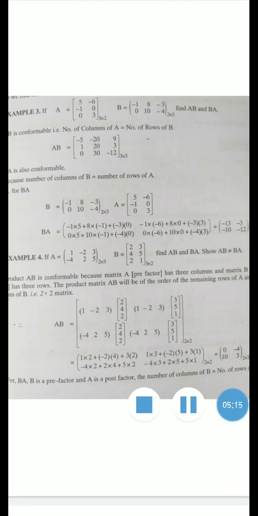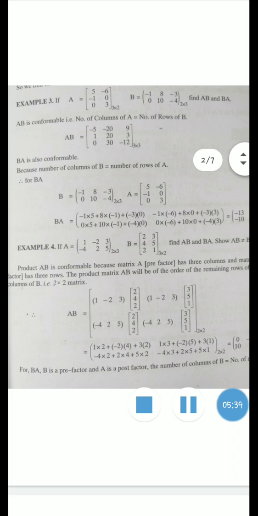So next is this example. A is a matrix of order 3 by 2, 3 rows and 2 columns, and B is a matrix of order 2 by 3, that is 2 rows and 3 columns. So we have to multiply AB and BA. Now they are saying AB is conformable. Conformable means we can multiply A, B, because number of columns in A is equal to number of rows in B. 2 is equal to 2.